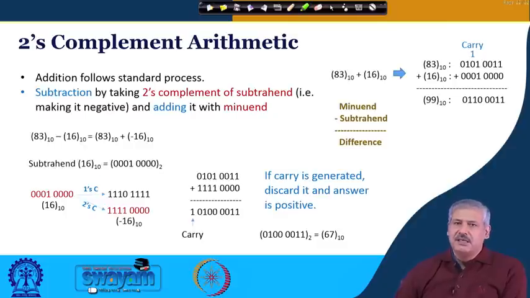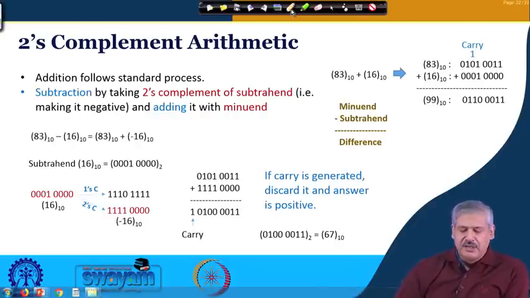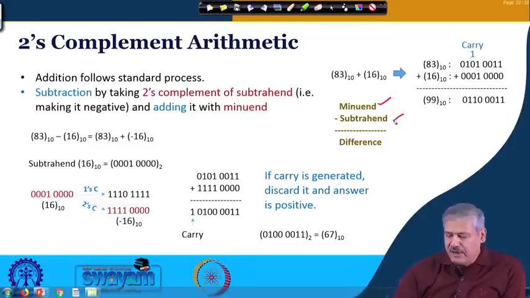So, this is the basic concept, and how it gets done. This is the minuend and this is the subtrahend. So, for the subtrahend we are taking the 2's complement, and then we are getting the difference. And addition is simple. Addition is a normal process, the way we do it.